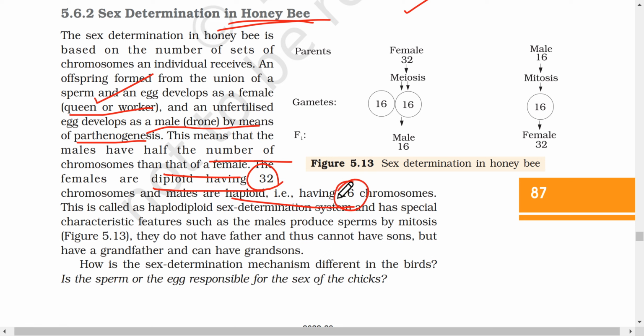This is very important. Honeybee में सवाल आता है because it's really different. The mechanism is really different. So you can see 32 in a diploid female. Female can be queen or worker. दोनों ही fertilization से बनते हैं. Drones parthenogenesis से बनते हैं, 16 ही होंगे.